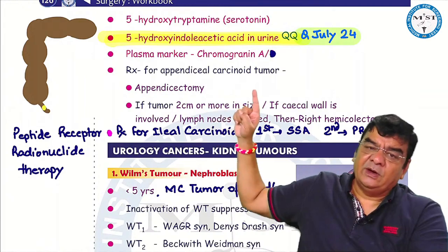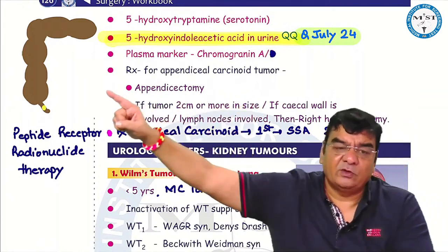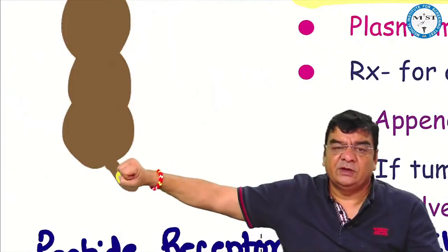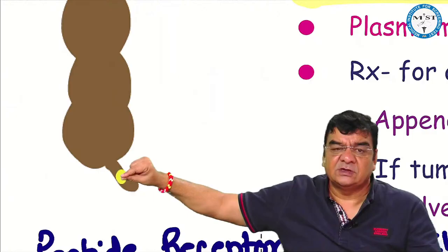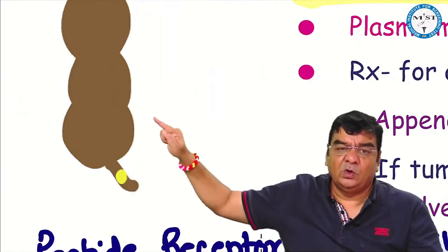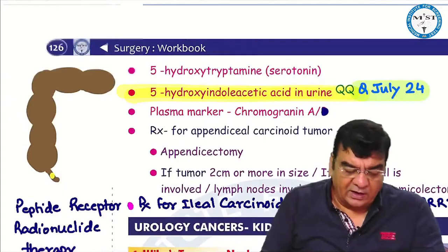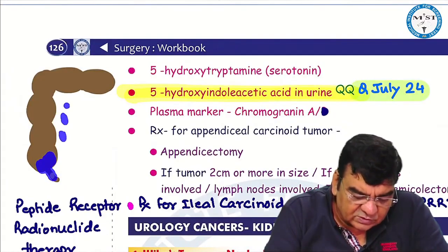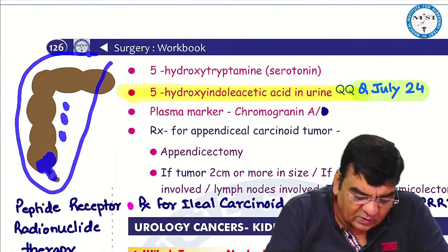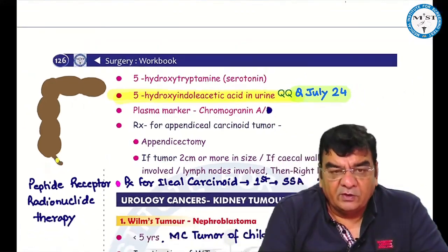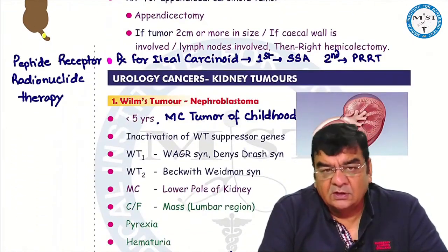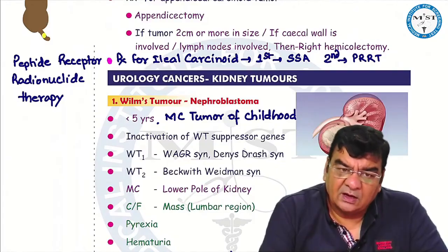In the treatment of appendiceal carcinoids, we have two options. Either we do just appendicectomy, just chop the appendix, especially if the tumor is less than 2 centimeters in size, no involvement of cecal wall, no involvement of lymph nodes. But if the tumor is 2 or more than 2 centimeters in size and involving the cecal wall or the lymph nodes, then we prefer doing a right hemicolectomy. Treatment for ileal carcinoids: the first choice is somatostatin analogs, and the second choice is PRRT, that is peptide receptor radionuclide therapy.